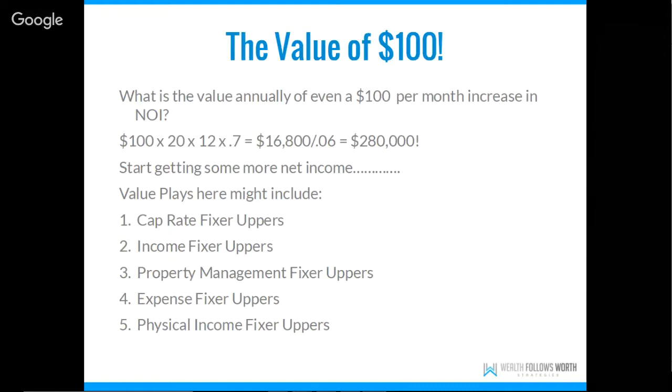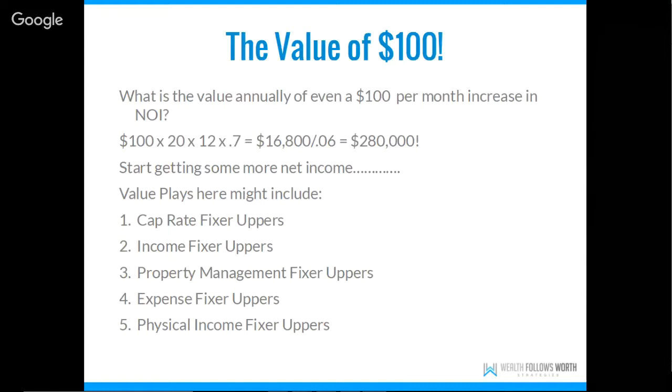Value increases as income increases. One of the favorite sayings I have is you change the rents, you change the value, change the expenses, change the value, change the net operating income, change the value. Now, this will give you some benefits here. Value plays with this strategy and this understanding that you have now might include, number one, the cap rate fixer-uppers. Number two, the income fixer-uppers. Number three, property management fixer-uppers. Let's go through some of these.